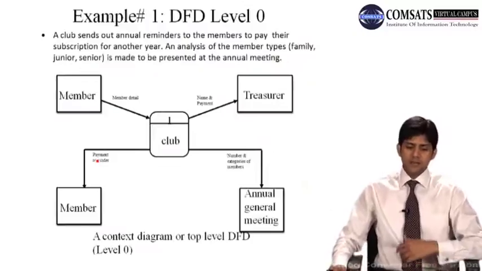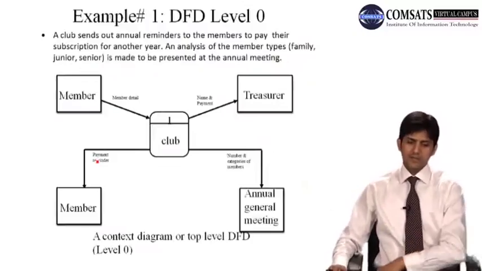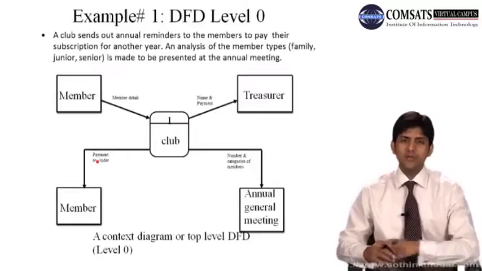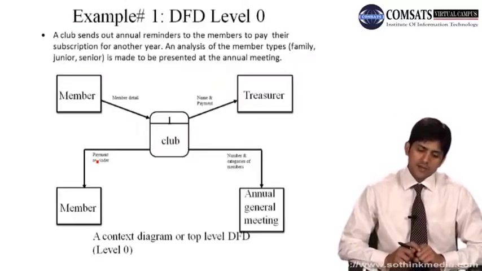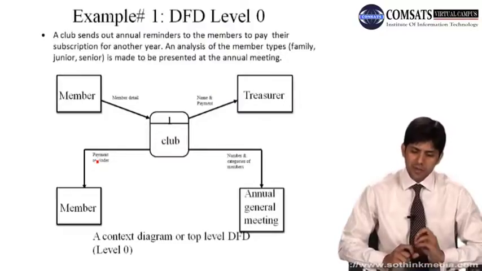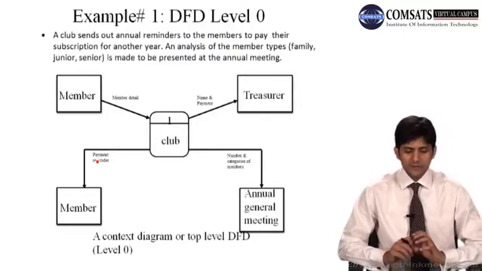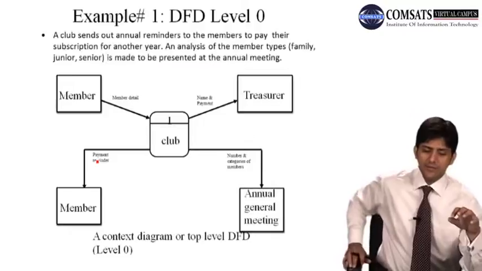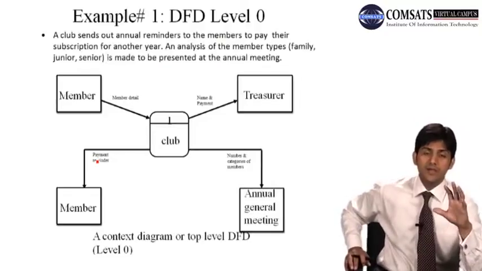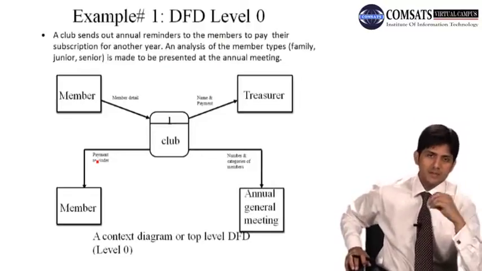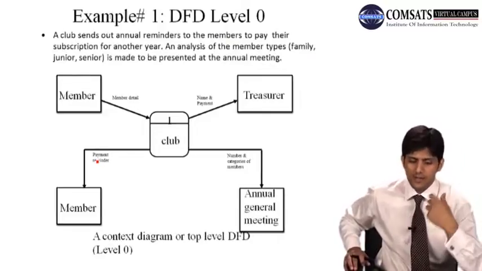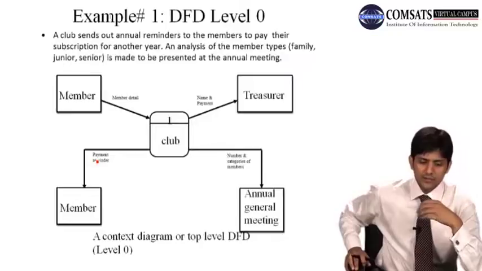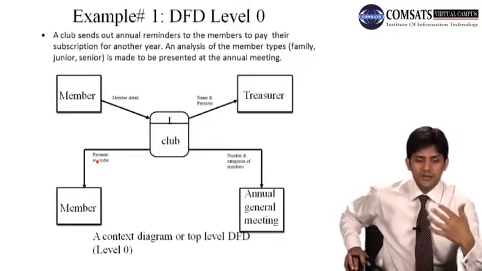Okay ji, now let's look at another example. First of all, let's go through the text so you know what we are dealing with. A club sends out annual reminders to the members. The first thing we have to figure out is what the main processor, or the main software, is that we are actually going to make. Now let's go through this statement and then we'll try to identify it.